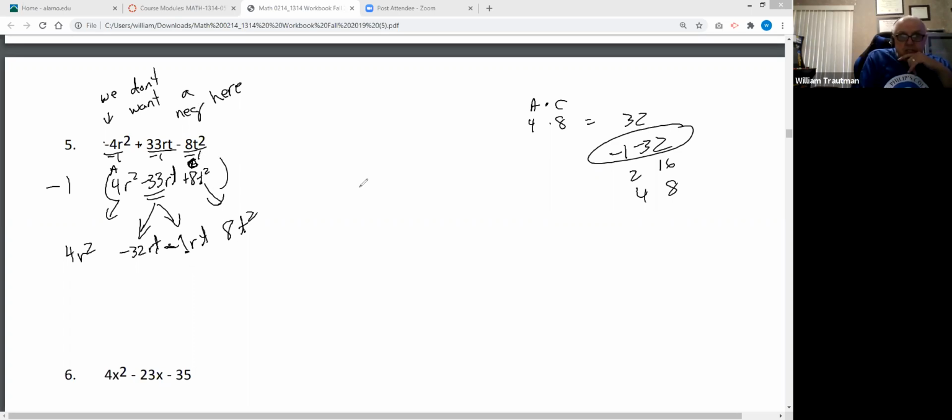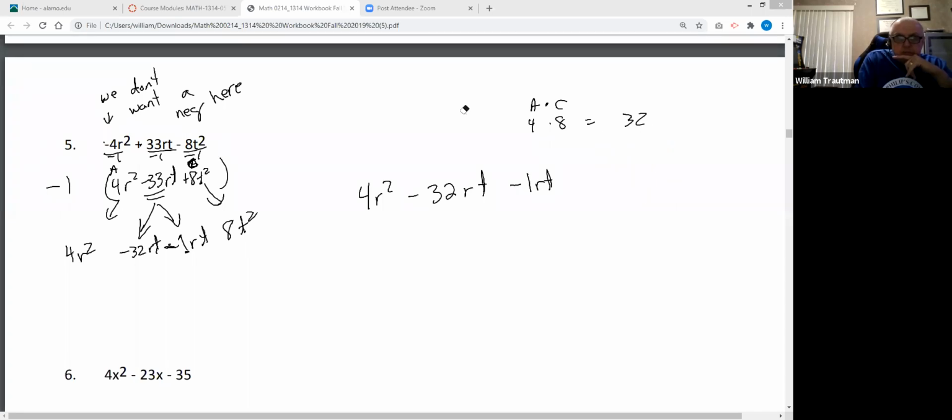And then I'm going to bring the 8T squared down and the 4R squared down. I'm going to write this again over here just so I have a little bit of extra room. Minus 1RT plus 8T squared. Okay, so I just took it over to there.